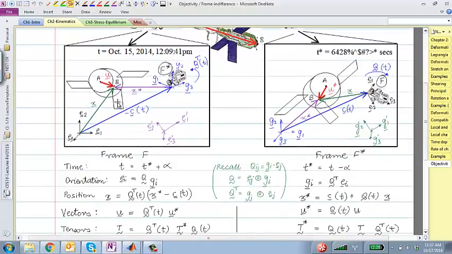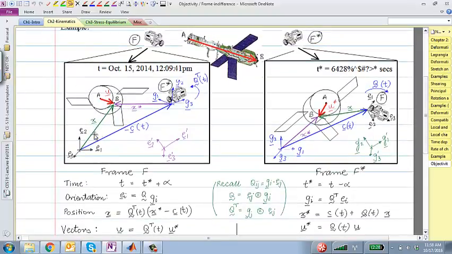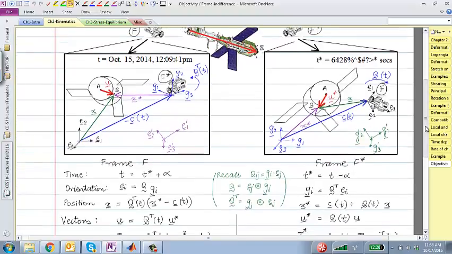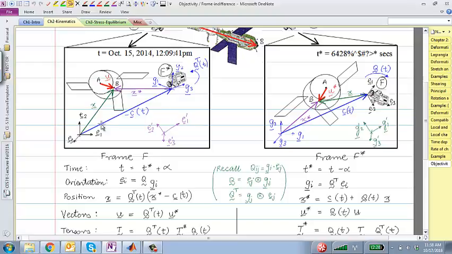So let's see. Let's say that I'm looking at some point B here. The position vector of that point B with respect to the frame of reference F is given by X. The position vector from that frame of reference is given as X star. If I try to correlate that, then I need the position vector of that point with respect to myself. I'm calling that minus C, and therefore the position vector from F star to myself is C.